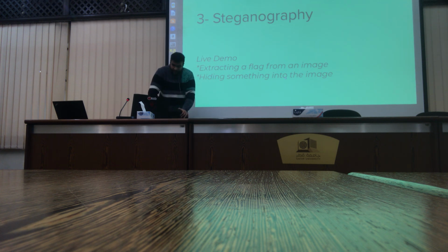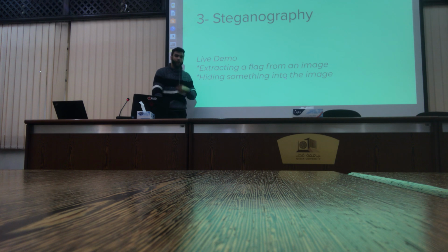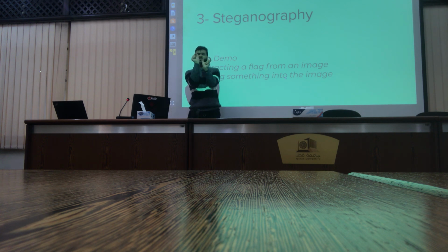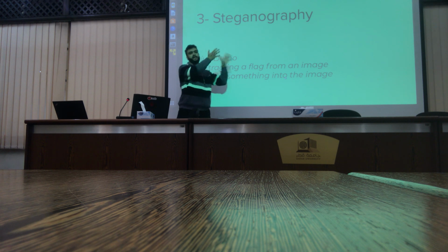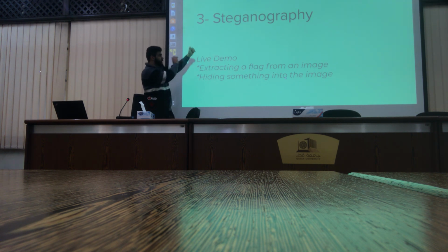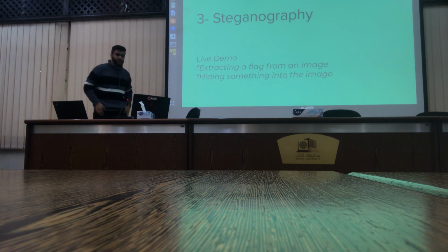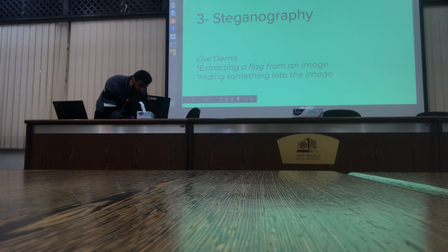Now, what if we can hide something? Every image is made of bytes, a byte next to a byte next to a byte. Now, what if we change the very last bit of that byte? The byte is 8 bits. We just change a very slight thing in each byte. Nobody will notice that on the picture. The picture will look very normal. But when someone applies some steganography tools on it, he can see the message. And this is used widely. So let me show you a live demo of steganography.